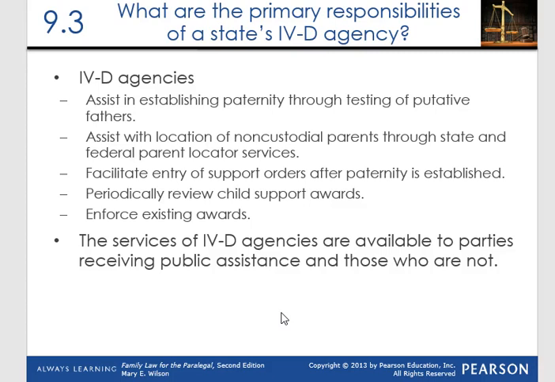The CSEA does periodic reviews of child support awards, where they will send out requests for documentation of current income, etc., to the payor and the payee spouse, the obligor and the obligee, and they will review to make sure that the child support still is in line with the parties' financial situation. They can do administrative adjustments to the support awards if they find that it is not in keeping with the current financial position of the parties.